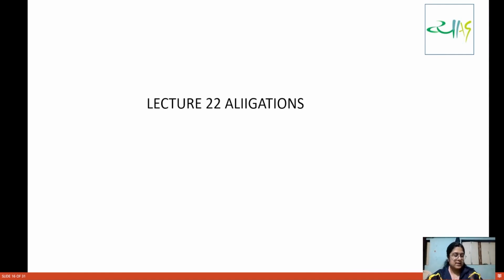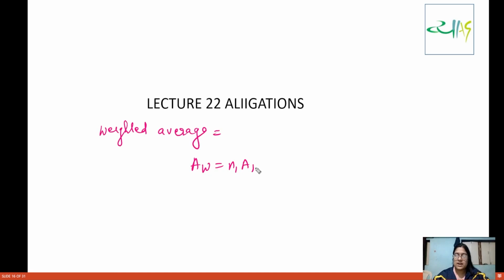In this class, we have already seen the formula of allegation, and now we are just going to do questions from allegations. Once again, let us see what allegation is. Allegation is nothing but weighted average. So what is weighted average? Weighted average AW is equal to (N1 A1 plus N2 A2) divided by (N1 plus N2). This is weighted average. Now, we kept two methods of doing so.